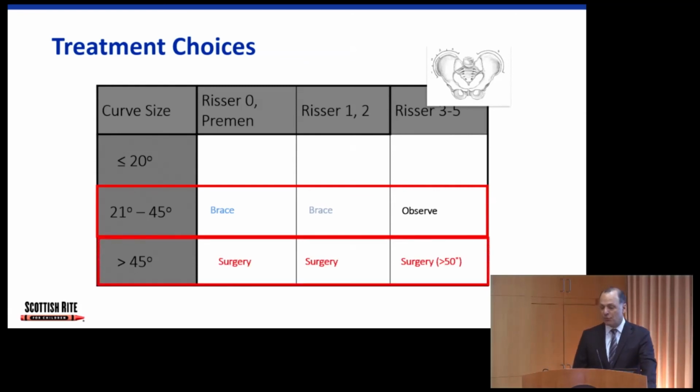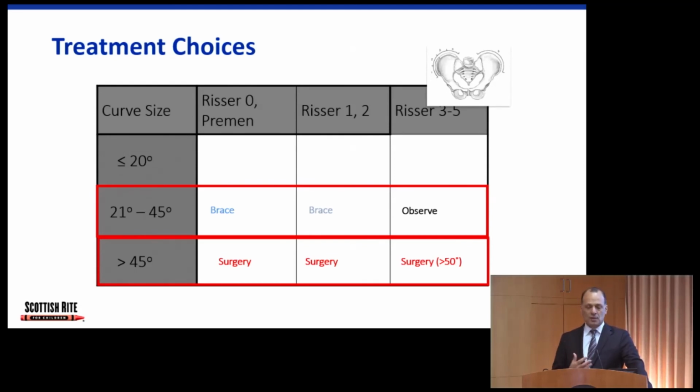Generally speaking, above 45, and really we're pretty conservative, so it really has to be above 50 degrees before we start talking about surgery. However, if a patient has a 45-degree curve and they're Risser 0, very young, we know that curve has a 100% chance of progressing over time, and so surgery is entertained at that point.